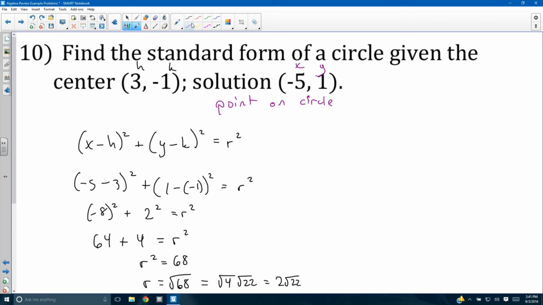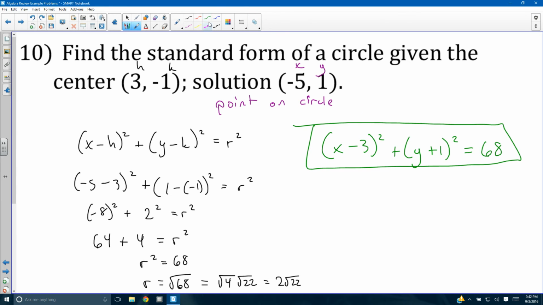So your standard form of circle, x minus 3 squared plus y minus negative 1, which is y plus 1, squared equals r squared, which is 68. And that's it.